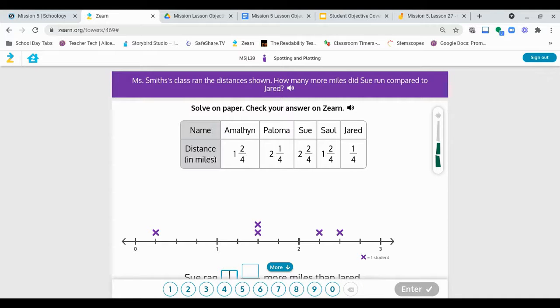I want to know how much more that was. So 2 2 fourths compared to 1 fourth. What's the difference between the two? How am I going to solve this? Well, when I see how many more miles did Sue run, that tells me I'm going to need to subtract here. So I know Sue's 2 2 fourths and Jared is 1 fourth.